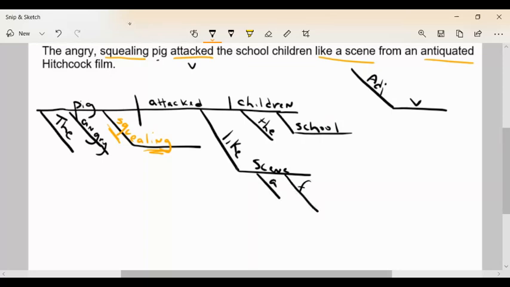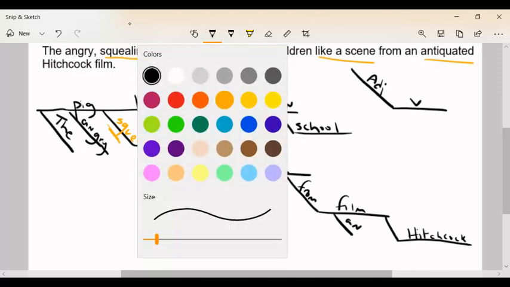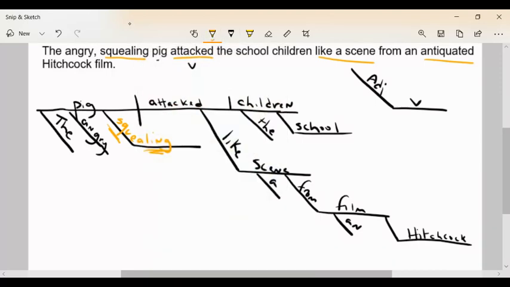So it's a scene from a film. And I'd say it's a film. I'm going to skip antiquated. I'm going to do Hitchcock first. Hitchcock's the guy's last name, Alfred Hitchcock. Antiquated is like saying old-fashioned. It's kind of grainy and old and so forth. And so here's our participle all over again because it comes from the verb to antiquate.